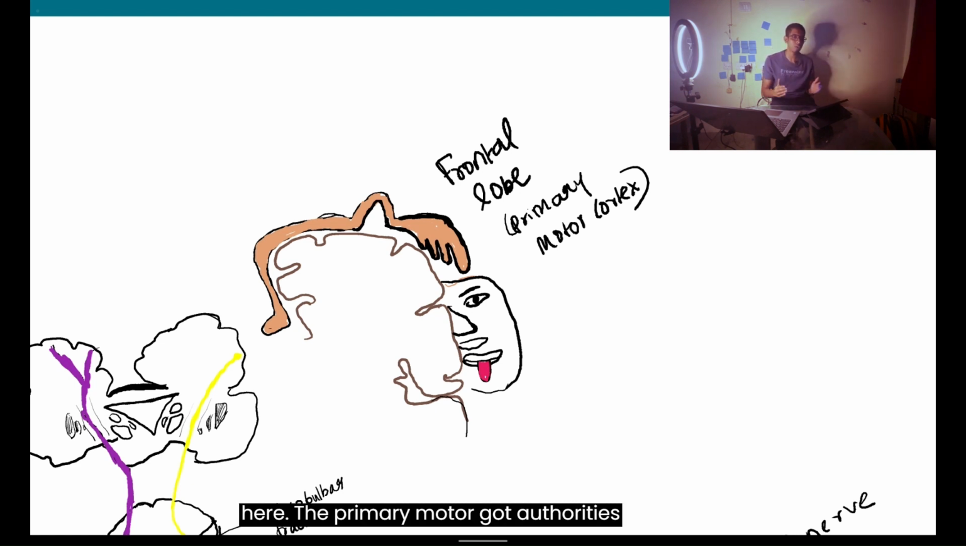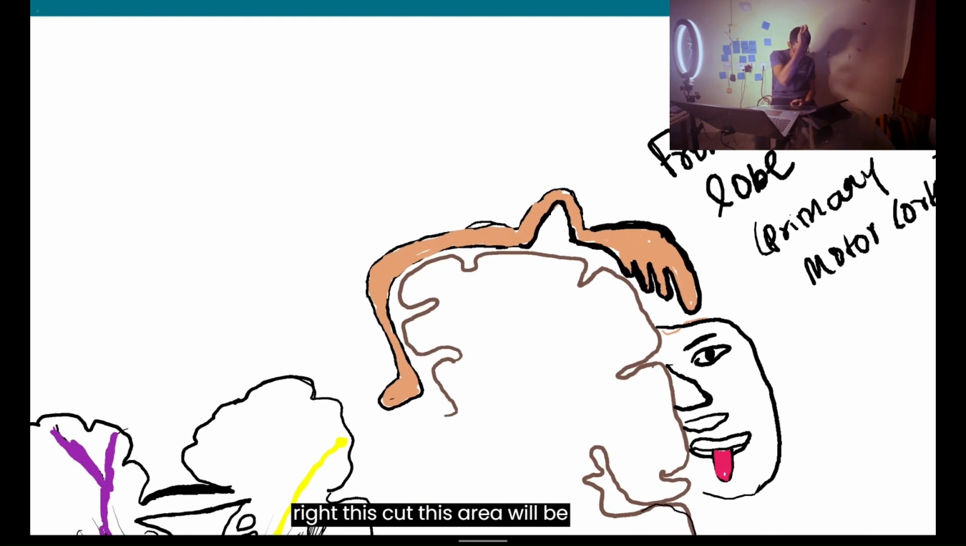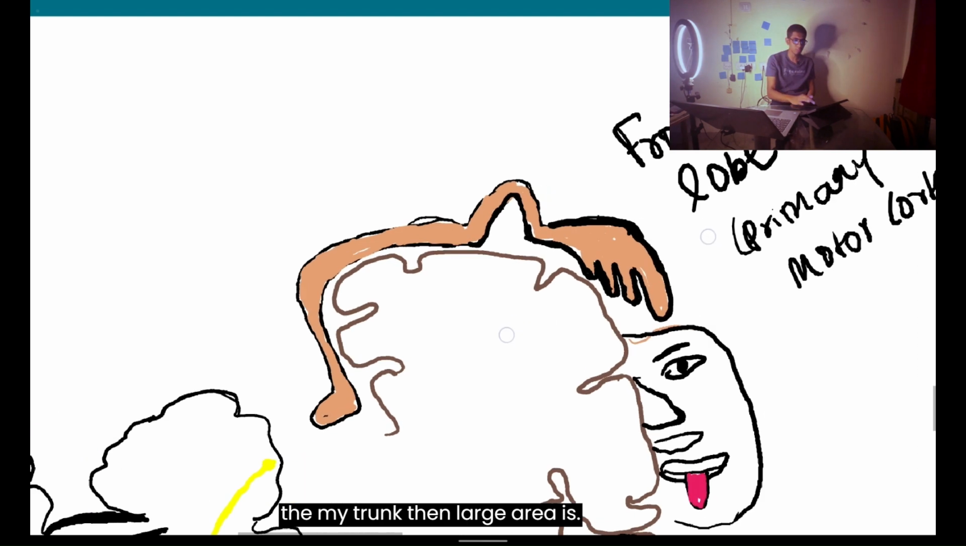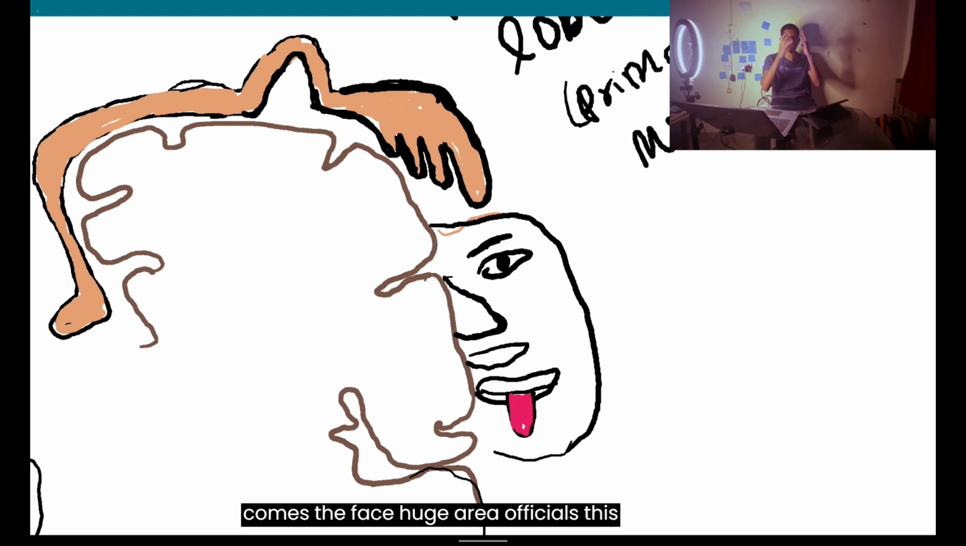The frontal lobe will be here. The primary motor cortex is around this area in my frontal lobe, and different parts are represented around this area. The inside part, this cut area, will be representing my leg. Then comes my trunk. Then a large area represents my hand. Most of the area is taken by the hand. Then comes the face. A huge area. The facial area is represented by a huge portion.